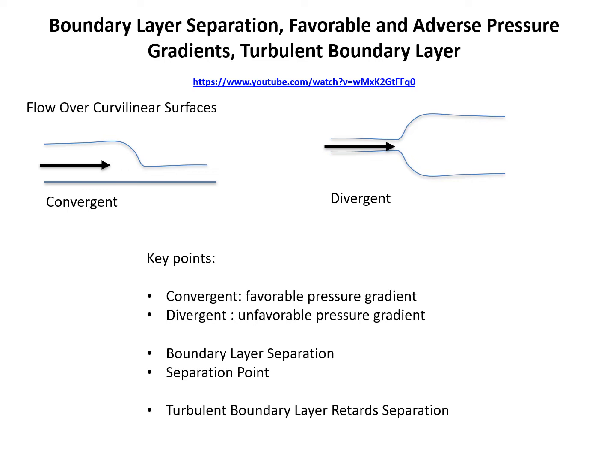Curvilinear surfaces are going to create these pressure gradients. You're not just dealing with these horizontal shear stresses, you're dealing with pressure gradients also, and those pressure gradients can be favorable in terms of keeping the boundary layer attached to the wall and in terms of creating a thin boundary layer, or they can be unfavorable in terms of the boundary layer detaching from the wall and separating.